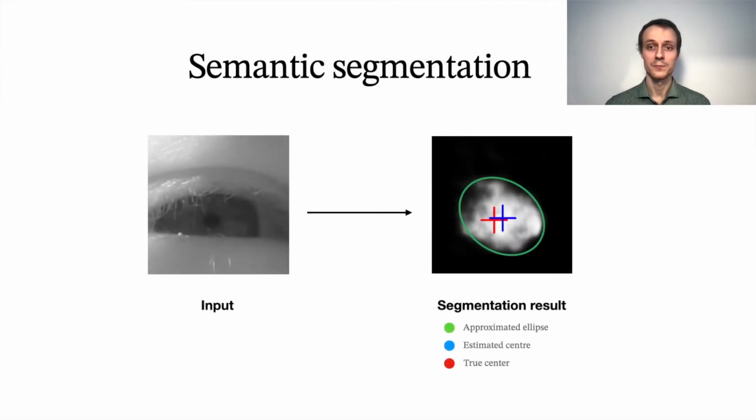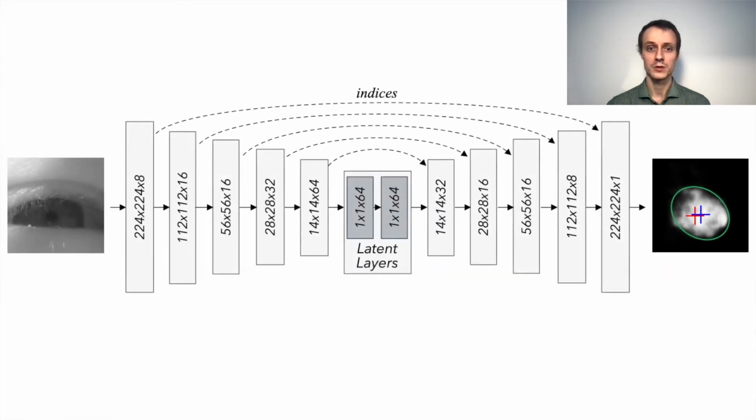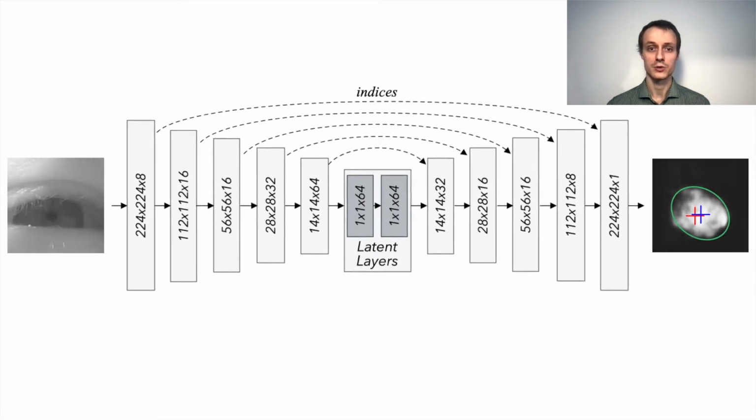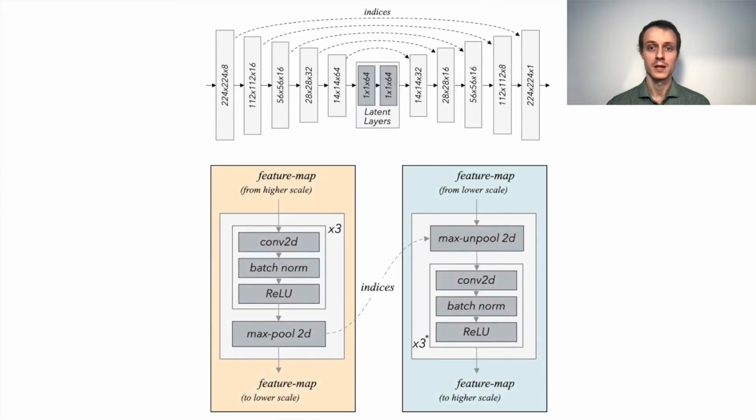The base task is semantic segmentation of the iris, which is achieved using an encoder-decoder neural network architecture. The network used is an FCN variant similar in design to DeconvNet. The network consists of a number of encoding blocks, an encoded representation, and a corresponding set of decoding blocks. Each block consists of convolutional layers and either pooling or unpooling operations. Pooling indices from the encoder allow spatial information to be passed easily to the decoder.